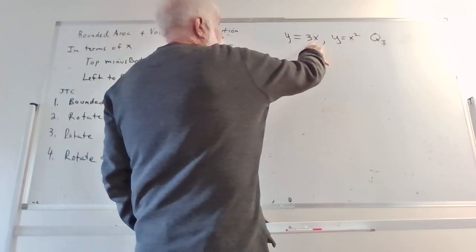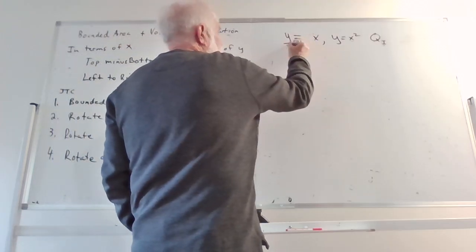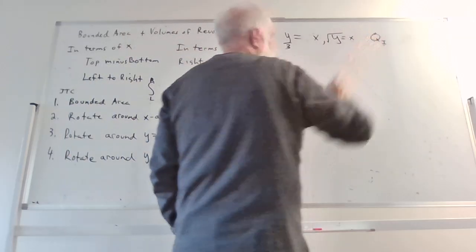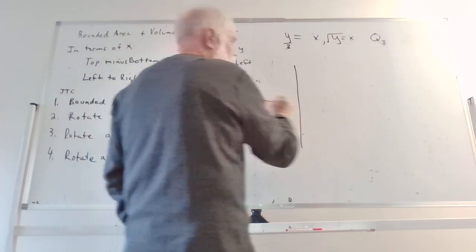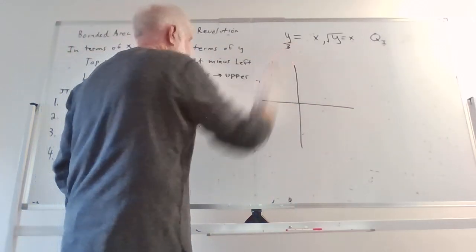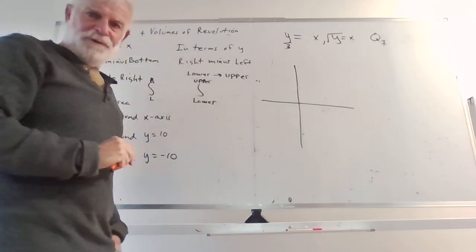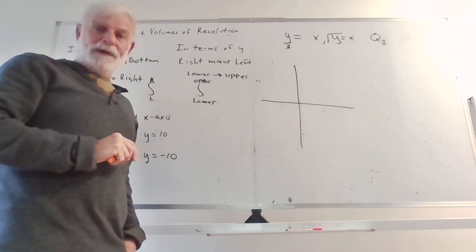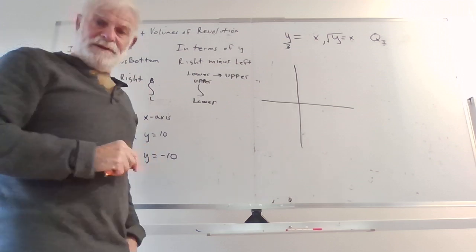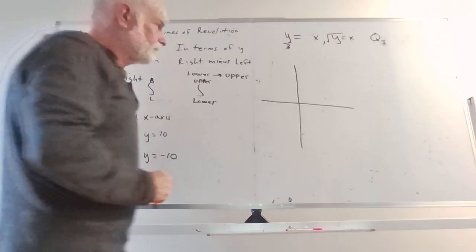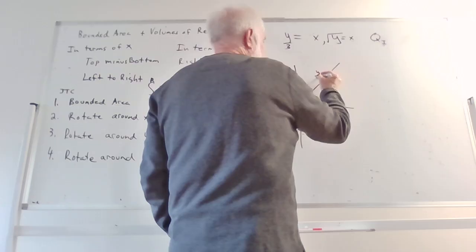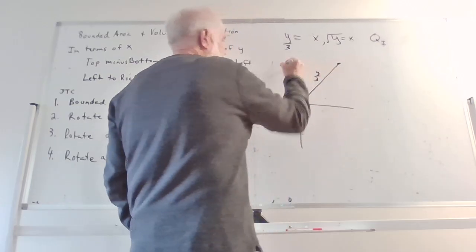So, our x is y divided by 3 because we're just looking at the first quadrant. Our y becomes the square root of y for that x. And now we can draw the picture, but we're going to talk about lower to upper, down to up. So those are your mantras. When you're doing it in terms of y, right minus left. When you're doing it in terms of limits, lower to upper.